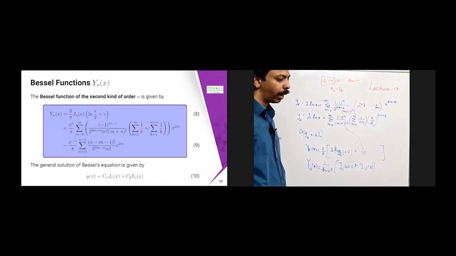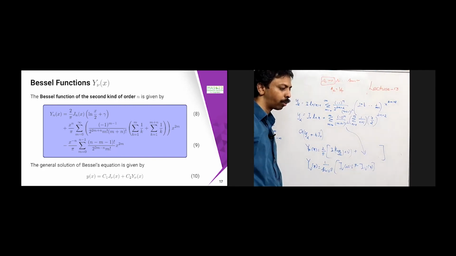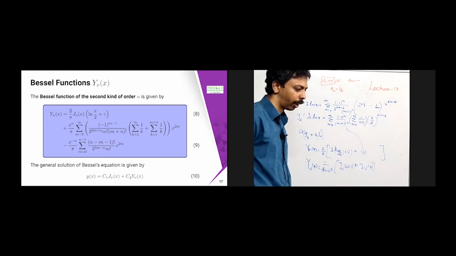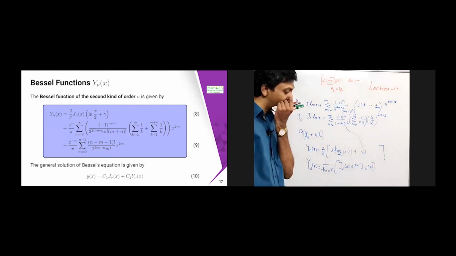In general, you can write yn in this way also: 2 by pi into jn into ln x by 2 plus gamma, and again you can put x power n, pi you can take out, etc. You can do a similar kind of job, but you have to write in terms of n and other terms. I'm just giving the equation only, I'm not going to derive anything. So you can see that yn of x equal to 2 by pi jn of x is the Bessel function of the second kind of order n in general.